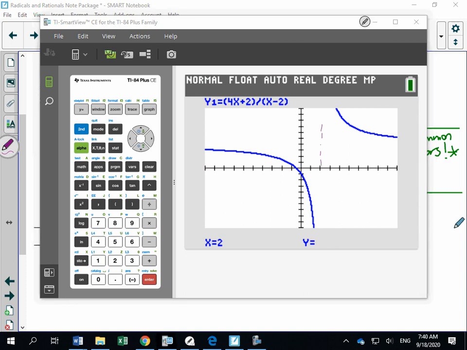Oh, it will let me draw this in. There's an invisible vertical asymptote there that my graph approaches, but it will never cross. So this graph is what we call discontinuous, okay?